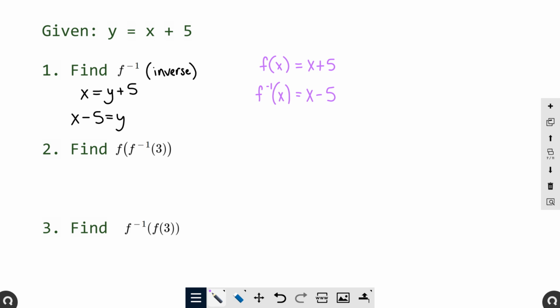Now, this is a good review of yesterday. Those of you who watched yesterday's video, took notes, you know what to do here. So what do you do when you see f of f inverse of 3? That's right. You find this first. Work your way on the inside and then go to the outside. So we find the inverse of 3. So that means we take 3 and plug it into the inverse equation. So what's 3 minus 5? Negative 2.